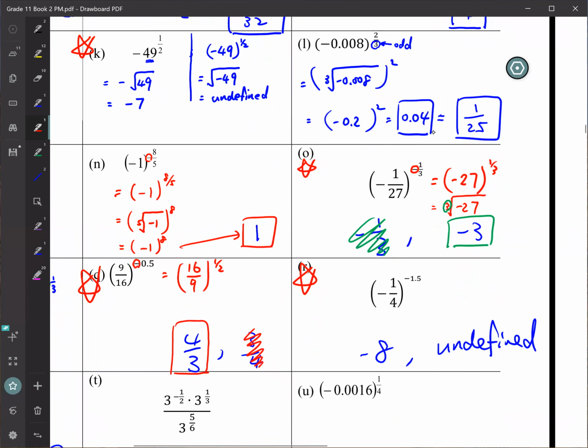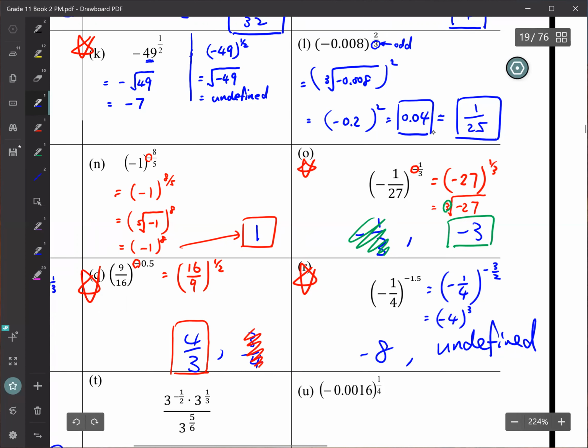Okay, -1.5. How do I write 1.5 as a fraction? Amanda, what's 1.5 as a fraction? 1 over 2. Okay, 1 over 2, or as an improper fraction? Oh, 3 over 2. Yeah, very good. Because we need to know the numerator and denominator, it's better to have improper fractions. And then the negative exponent will make it flip. So it becomes -4 to the 3 over 2.